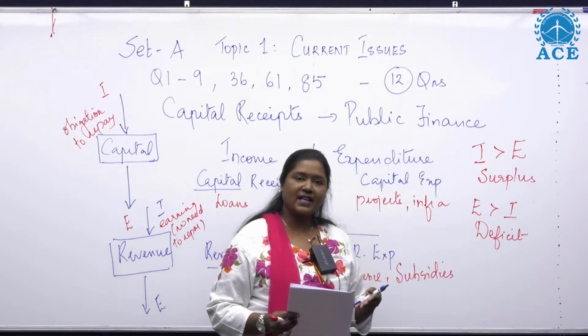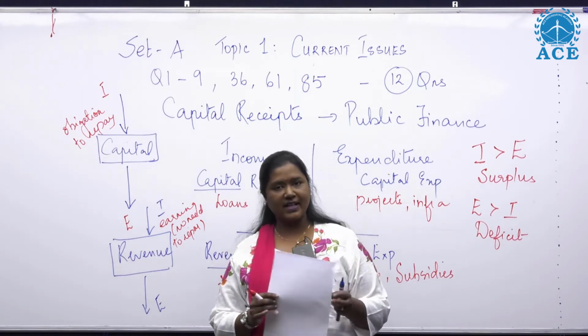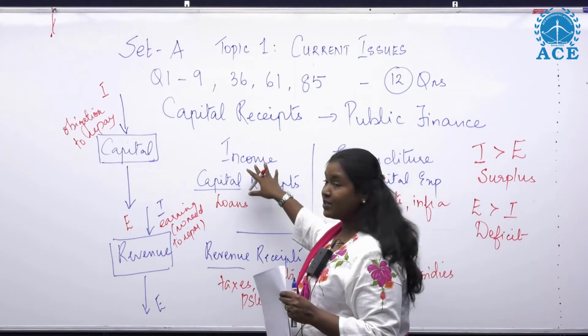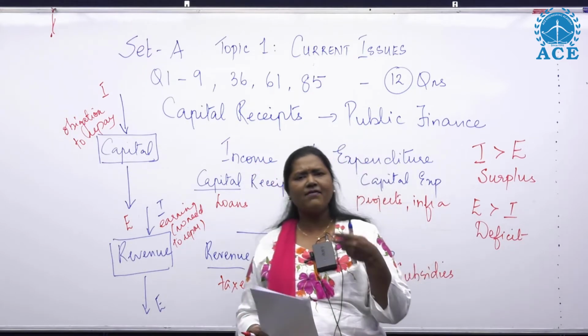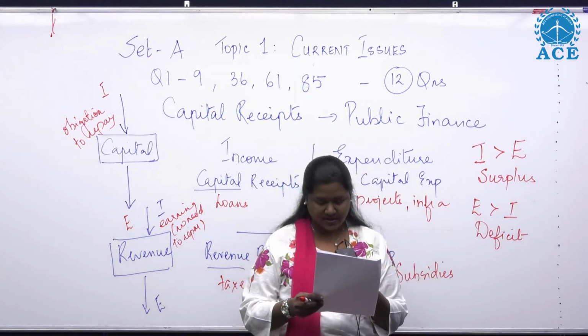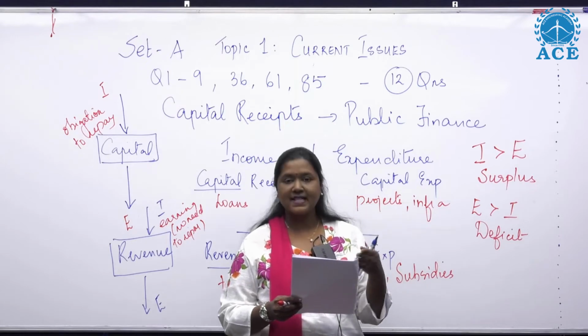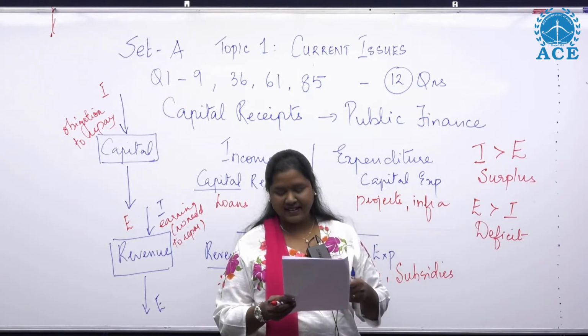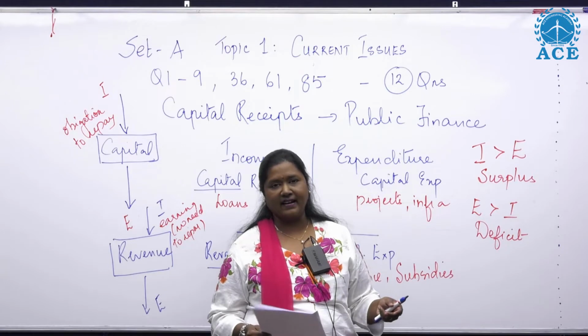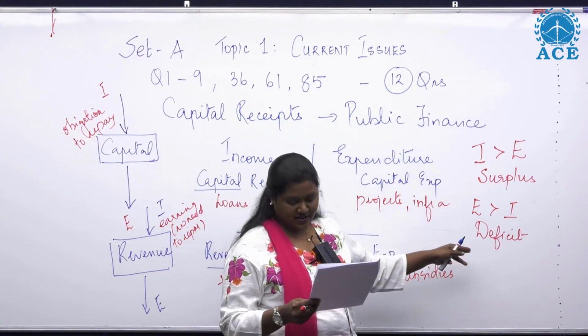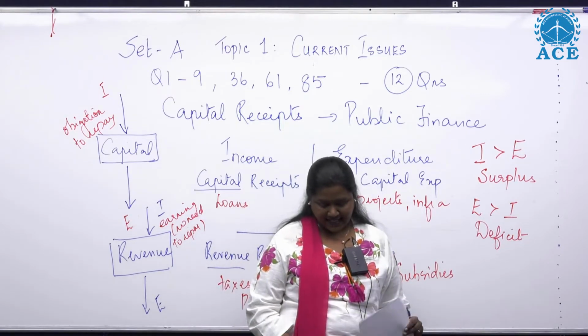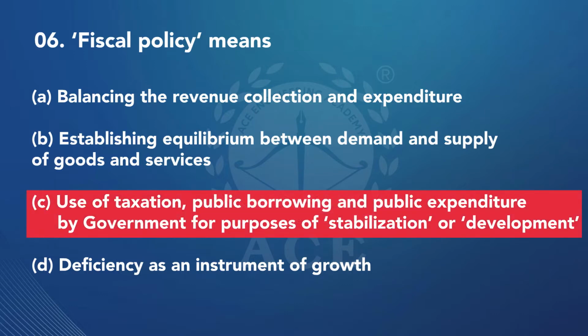So, what is the objective of the fiscal policy? The objective is, yes, we need to control our income and expenditure. Why are we doing this? Because we have to have stabilization and development. That is the whole idea. So, if you look at the 6th question, 6C is the answer, fiscal policy.